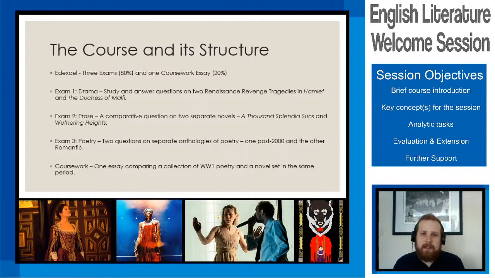The third exam is a poetry paper, and that is 2 separate anthologies of text. One of those is a modern anthology, so post-2000, and those poems are compared to an unseen text in the exam. The other anthology is a romantic anthology, so poetry from an earlier period, late 18th, early 19th century, and that one is its own separate question as well. So those are your 3 exams, which, as I said, will be 80% of your grade.